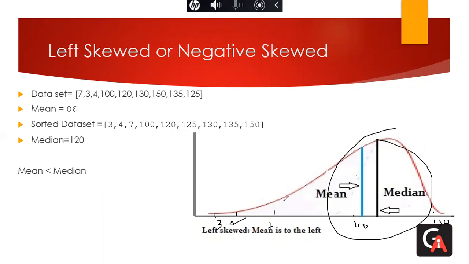But in this case we are getting the tail. Why are we getting the tail? Because there are fewer data points here, only 7, 3, 4. So I am getting the tail on the left side, the skewness on the left side. That type of skewness is called left skewed or negative skew. Why is it called negative skew? Because the outliers lie on the left side, on the negative side of the other data points. So it's also called negative skewed or left skewed.